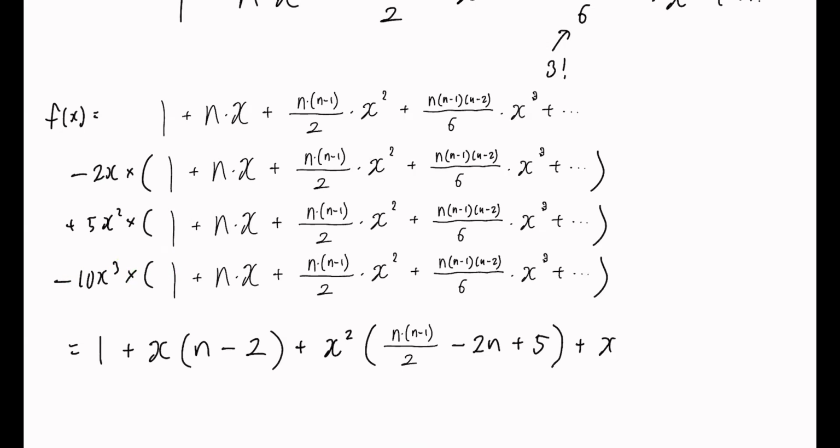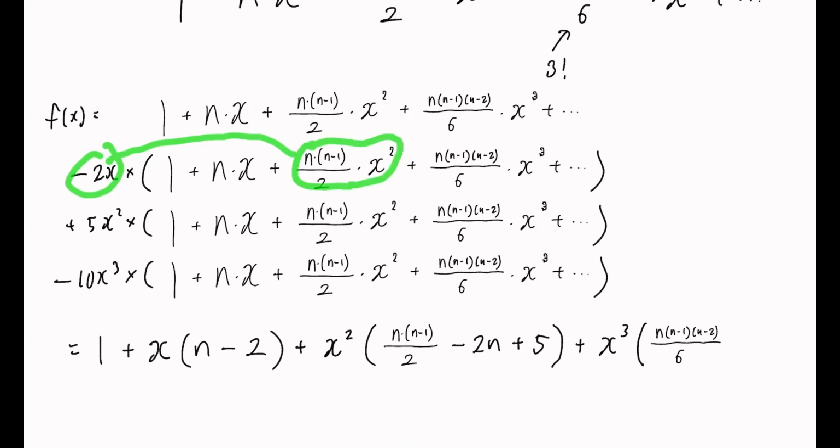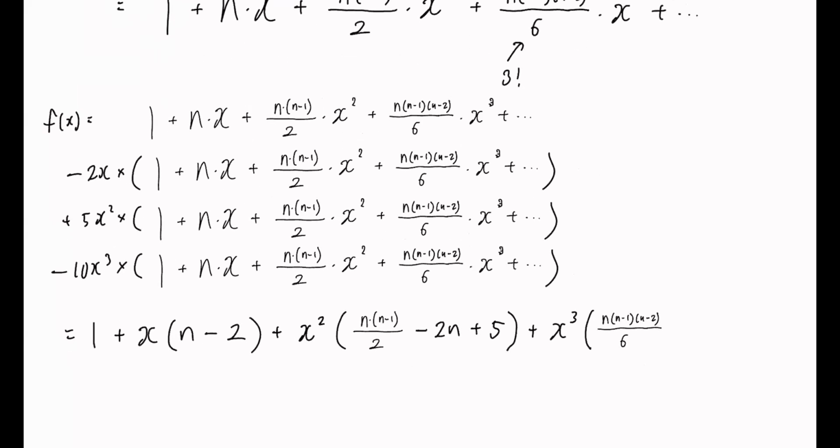Now we move on to the next one, plus x cubed, the coefficients. First guy is this one: n times n minus 1 times n minus 2 over 6. Are we done? No, next one. Negative 2x multiplied by, how do I get x cubed? Multiply by which one? We are at x cubed already, so it's this guy, right? Okay, good.